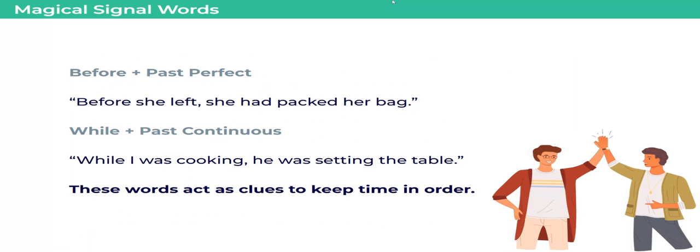There are some magical signal words. So, before plus past perfect: Before she left, she had packed her bag. While plus past continuous: While I was cooking, he was setting the table. These words act as clues to keep time in order. So we want to make these connections between these sequential markers or time phrases and the right verb tense.